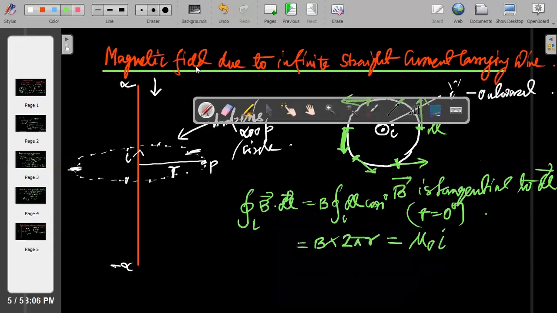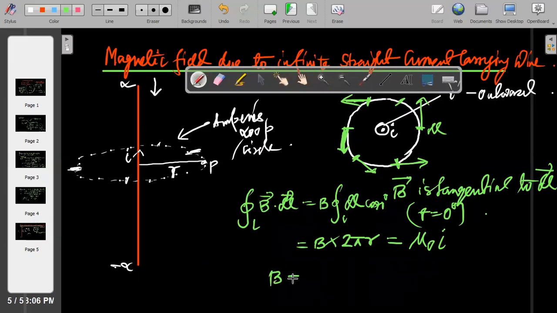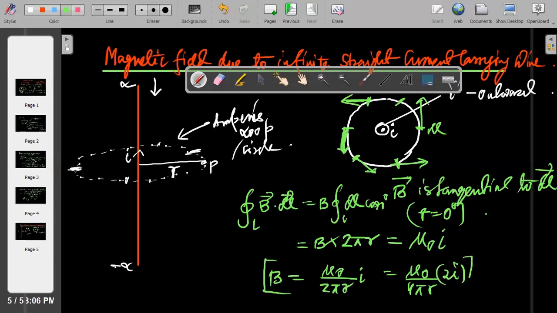Now please recall, for Biot-Savart law we get mu naught by 2 pi r into I, or you can write mu naught by 4 pi into 2I by r. For Biot-Savart law also we are getting this type of thing. So here also we are getting the same thing. So B is proportional to 1 by r. So the same results we are getting using Ampere's law, very easily. No need to do all the integrations and all these things.